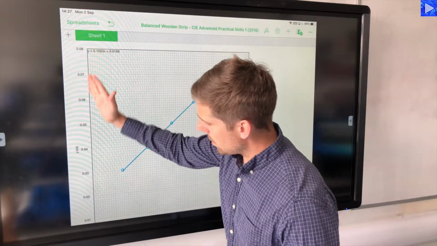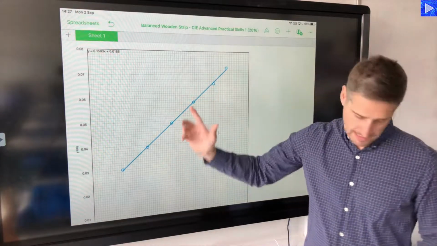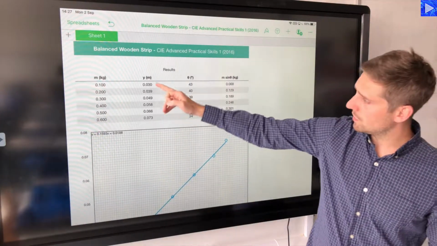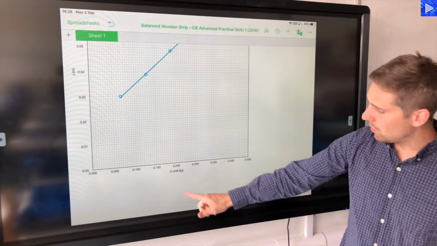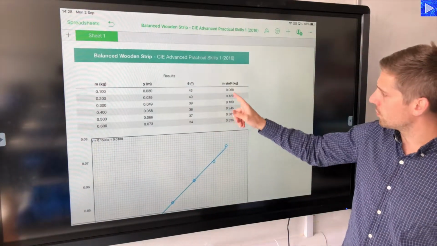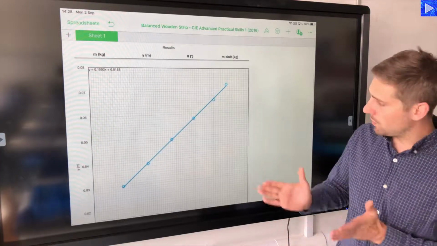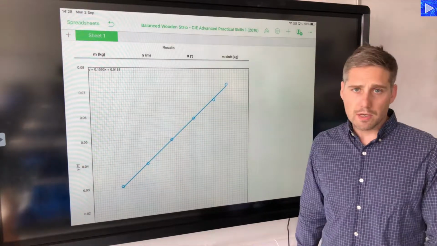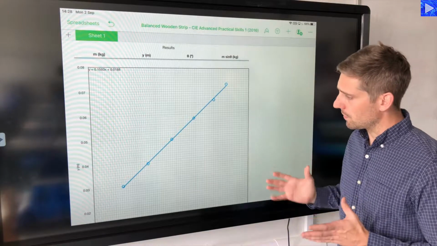So as I was saying, on the y-axis we have y, the length of the coils on the spring, and on the x-axis we have m sine theta, which is this fourth column. And as I noted, we were getting a nice straight line from my graph, so that's good.